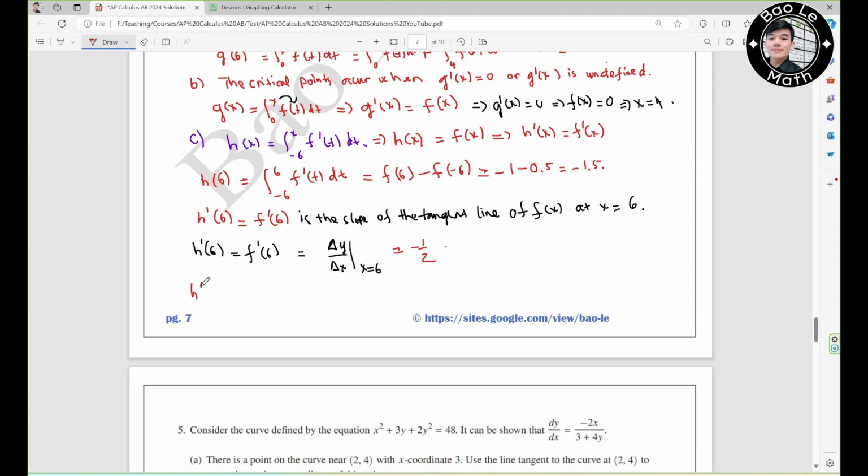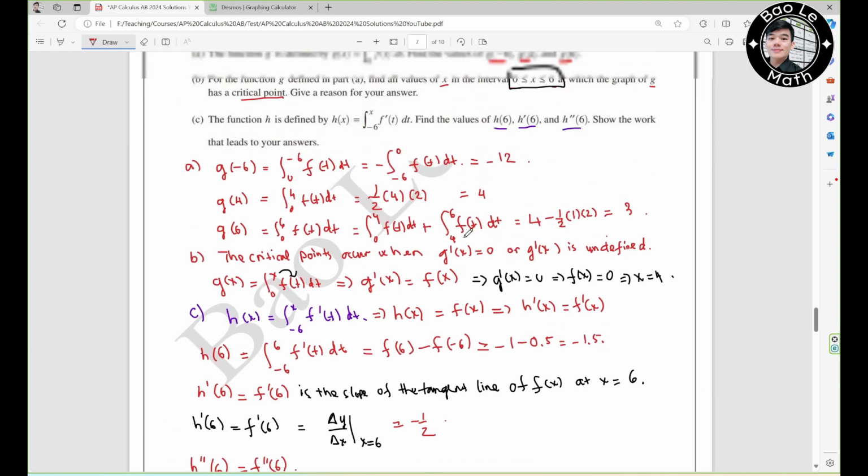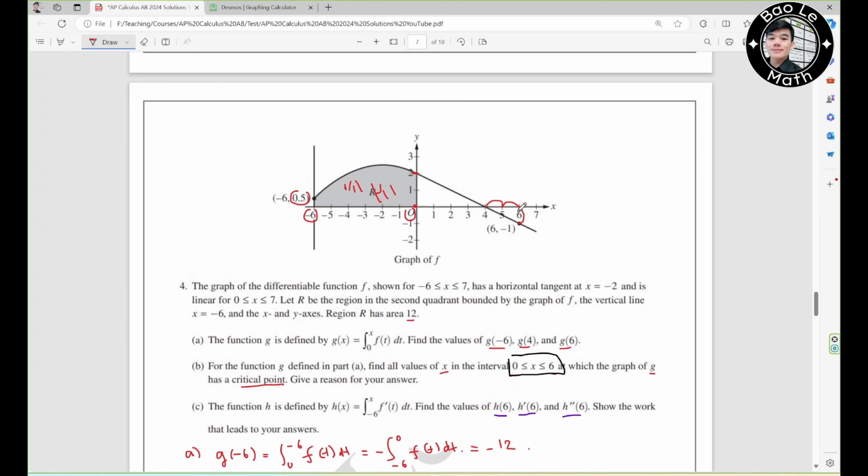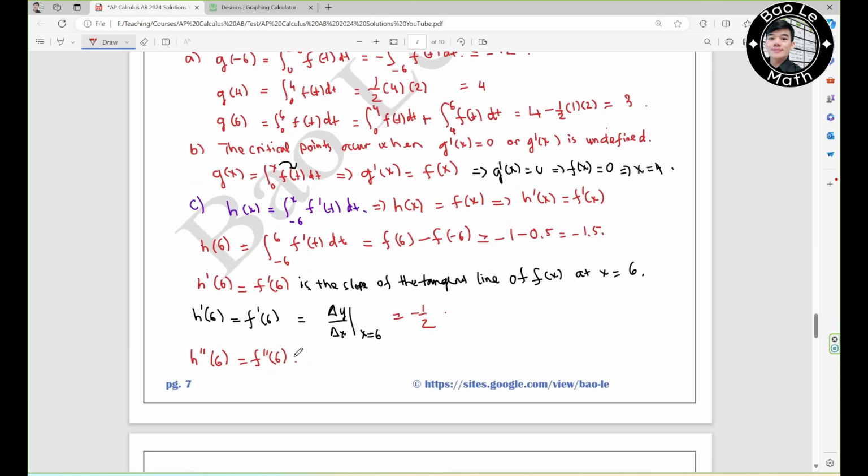Now h double prime. So h double prime of 6 equals f double prime of 6. Now we look at this one right here. From 0 to 6 right here, this is a linear function. So suppose this one has the function f of s equals a s plus b. Now take the first derivative, f prime of s equals a. Now the second derivative of this one, the derivative of the constant should be 0. So go back over here. This is a linear function, so the second derivative equals 0, because this is a straight line in the interval 0 to 6.